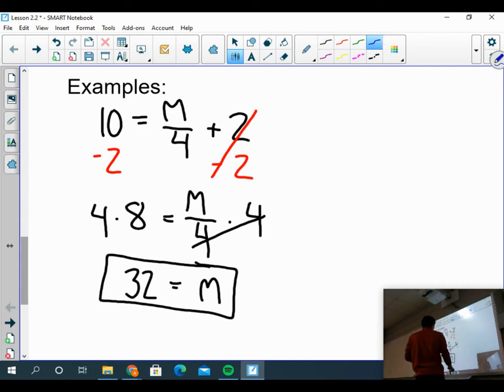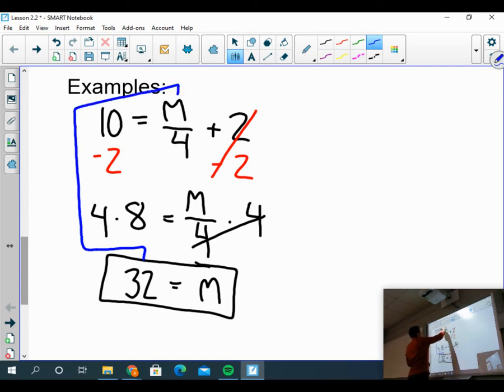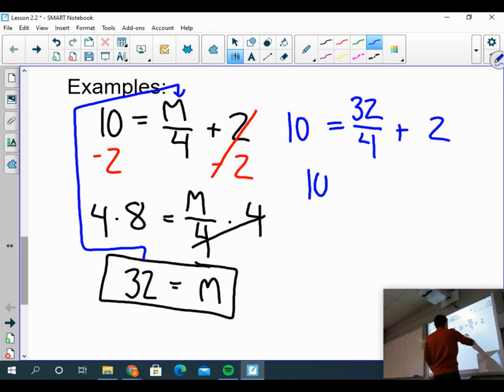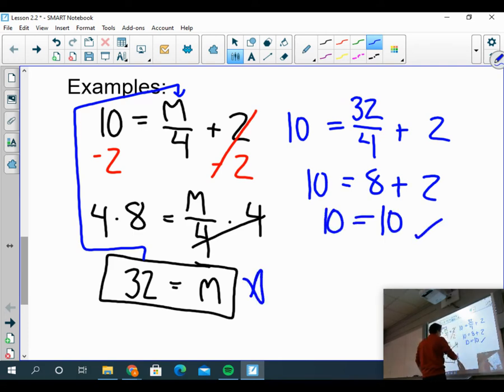Again, we can check our work. If m is indeed a solution to the equation, or 32 is indeed the solution to the equation, then when I plug 32 in for m, it should make both sides of the equation equal. 32 divided by 4 is 8. 8 plus 2 is 10. Both sides of the equation are equal. My answer works. Okay.